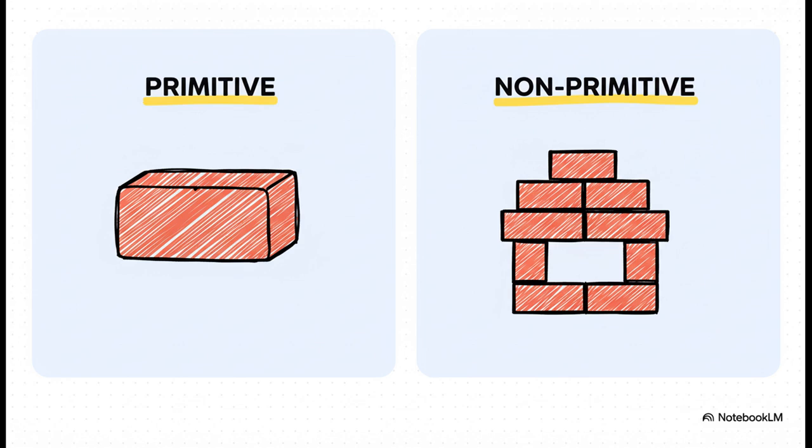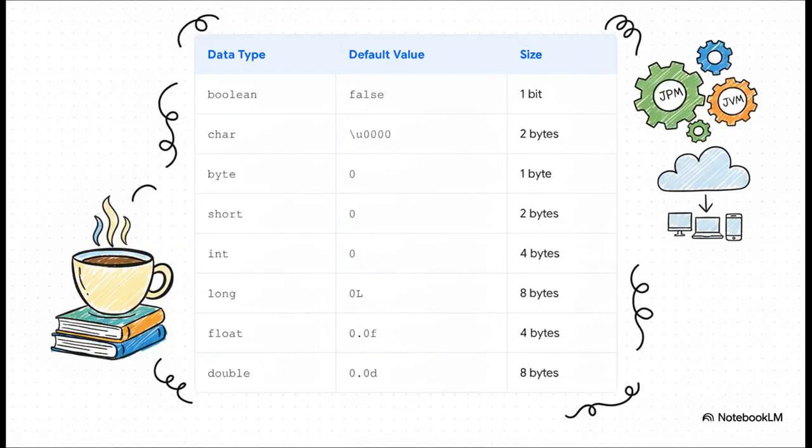And here are the 8 main primitive types in Java. This table's a great little cheat sheet. What's cool to see here is the range of sizes. You have a Boolean, which is just a single tiny bit for true or false, and then you can go all the way up to a long or a double, which use 8 bytes to store really, really big numbers. Having this level of control is a big part of Java's design.